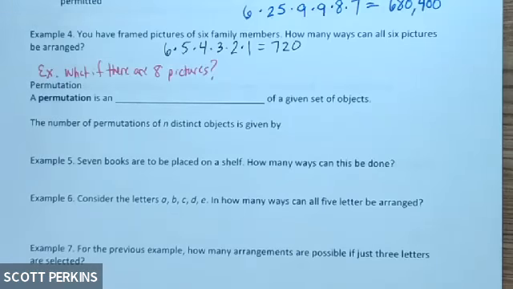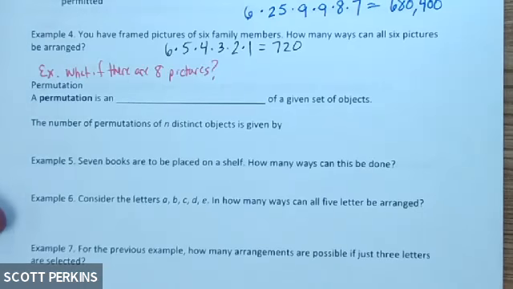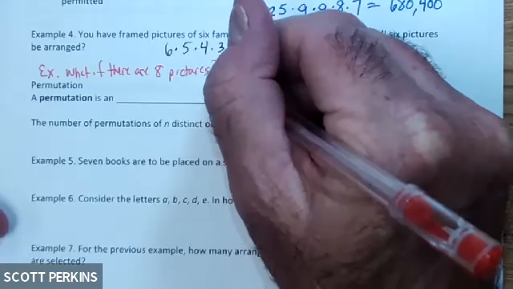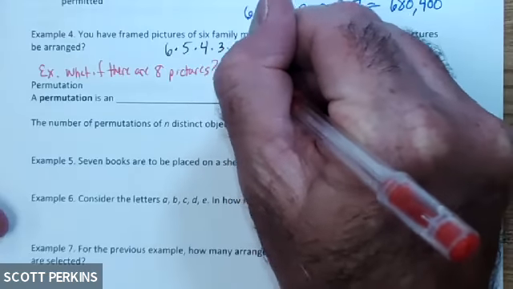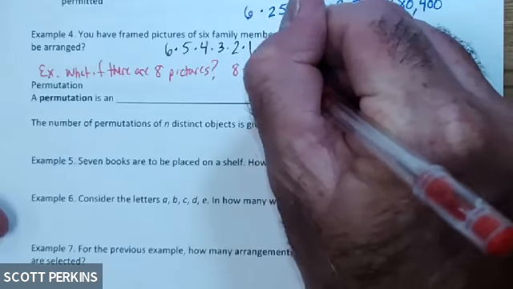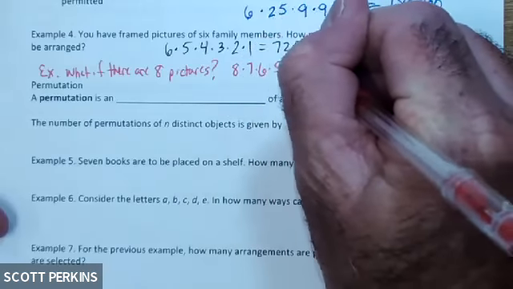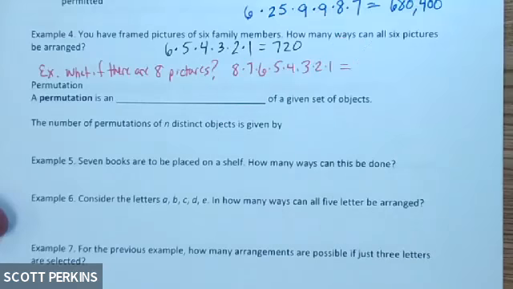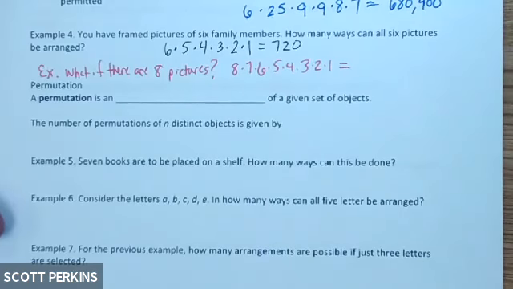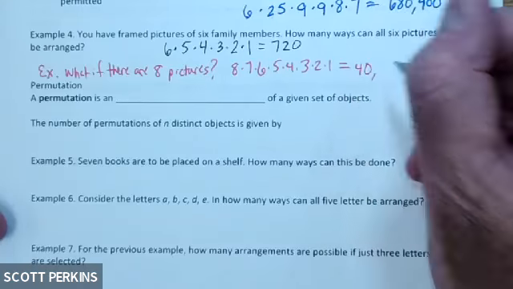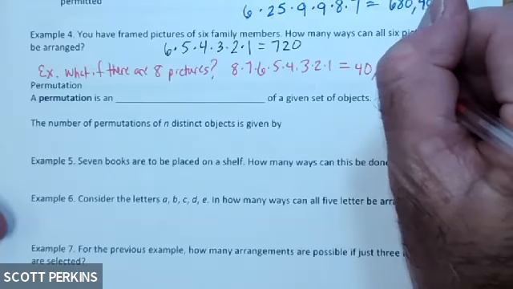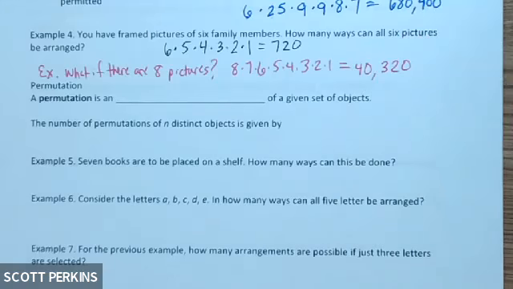Okay, if I have 8 pictures of family members now, I'm hanging them all in a row on my hallway wall. How many choices are there for the first? And then 7, 6, 5, 4, 3, 2, 1. And how many different arrangements of those pictures are there? 40,320. Excellent. Great job. We still good? Everybody still tracking with me?